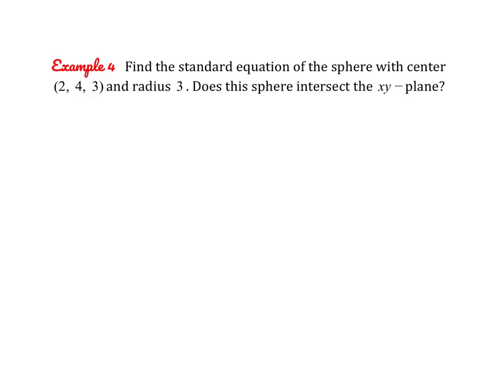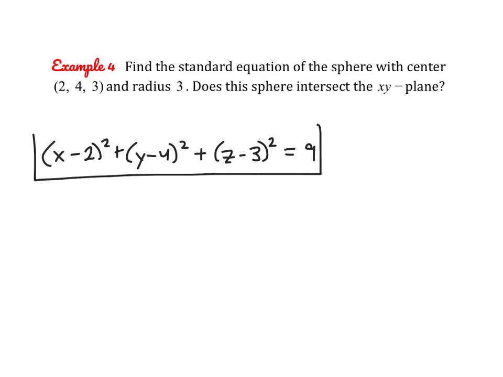Okay, so let's try finding the standard equation of a sphere that has a center of (2, 4, 3) and a radius of 3. And then we're going to talk about whether or not this sphere intersects with the xy plane. So the equation is pretty straightforward. (x - h)² + (y - k)² + (z - j)² = r². So it should equal 9.